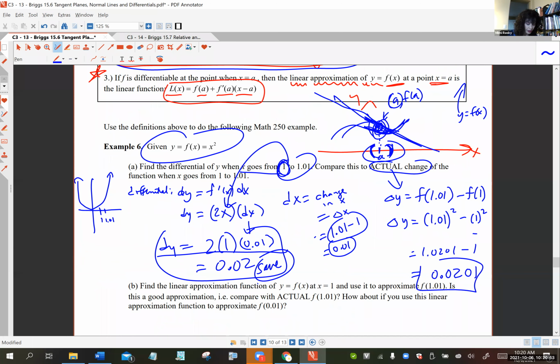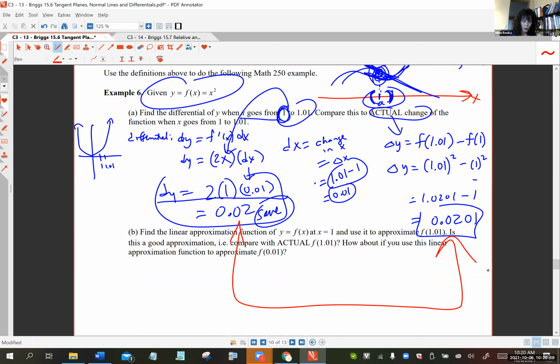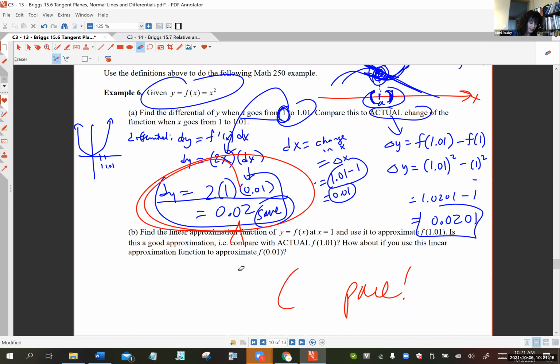Now what I want you to do is compare the differential with the actual change. What do you notice? Is our approximate change over here a pretty good approximation? Yes or no? Yes, absolutely it is. And that was the point that you got from Calculus 1 class, I hope. I don't know, maybe you forgot already.